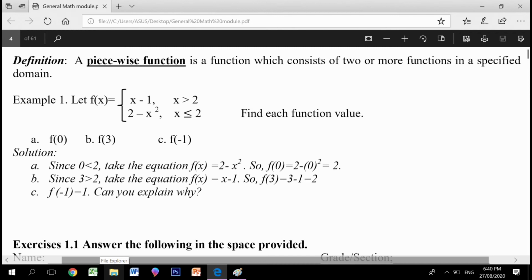A piecewise function is a function consisting of 2 or more functions in a specified domain. So 2 or more. Example number 1, let f of x is equal to the first function, which is x minus 1 if x is greater than 2, and the second function, which is 2 minus x squared if x is less than or equal to 2. So we will find each function value: a, f of 0, b, f of 3, and c, f of negative 1.